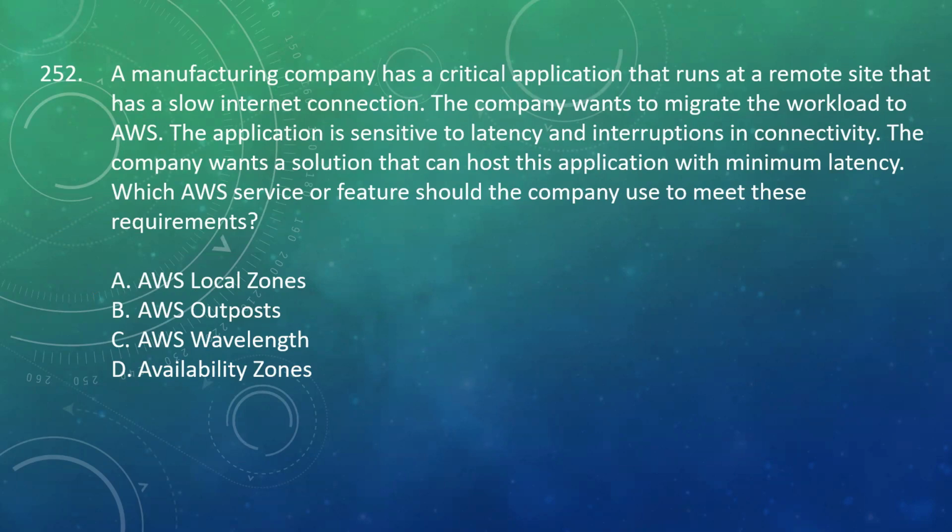For a manufacturing company with a critical application that is sensitive to latency and interruptions in connectivity, and given that the company wants a solution with minimum latency, the most suitable AWS service would be AWS Outposts. So folks, there are lots of keywords in this question which are pointing to the correct solution. As I always say, it is very critical you find those keywords, and it will be very easy for you to answer the questions. Now, AWS Outposts allows you to run AWS infrastructure on-premise to address specific latency and data residency requirements. It extends the AWS infrastructure to your on-premise location, providing a consistent hybrid experience. So folks, this is just the definition of AWS Outposts, which was tweaked in different words and written as a question in front of you.